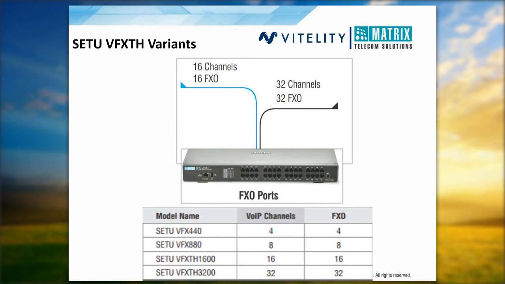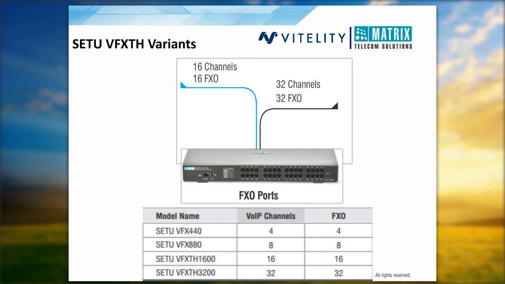All right, so next option. What if you just need FXO ports? There are instances where you need more trunk lines coming in from the phone company, or you may need to provide that from your TDM PBX. Basically, the FXS port of any legacy PBX can be connected to the FXO port of the VFXTH to give that a trunk. So you have four different variants available. You have the VFX 440 and 880, as we talked about.